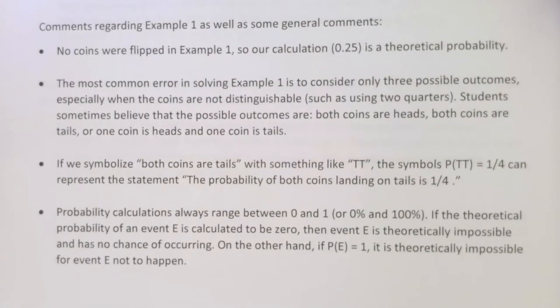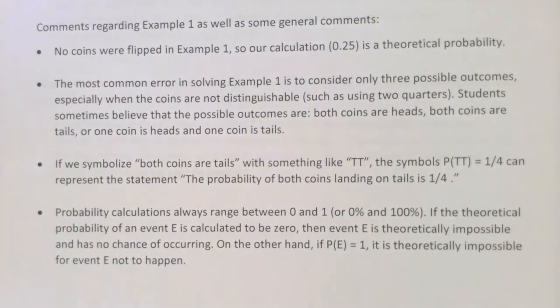We can use symbols to sometimes abbreviate all this. So, for example, if we let TT represent tails and tails, or both coins showing tails, P(TT) = 1/4 can represent this entire sentence: the probability of both coins landing on tails is 1/4. So you can see the convenience and the efficiency of learning a little bit of symbolism.